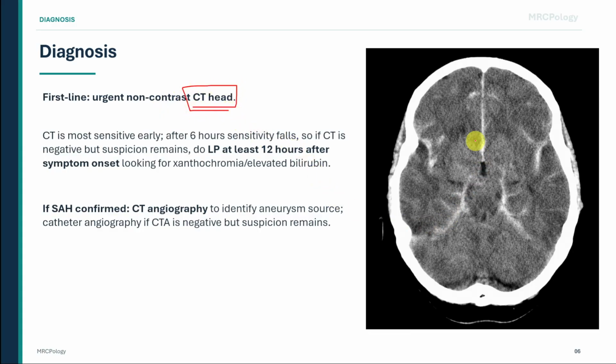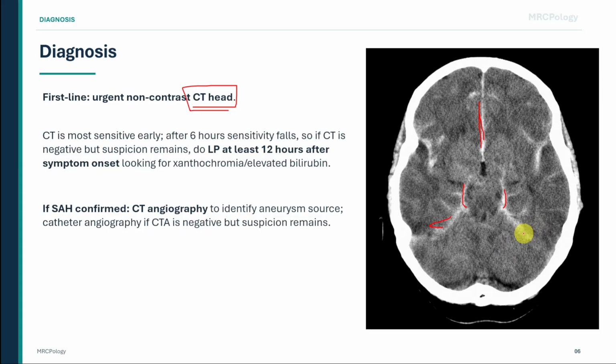This image shows a classic CT appearance of subarachnoid hemorrhage. The important finding is bright acute blood filling the normally dark cerebrospinal fluid spaces, especially the basal cisterns, the sylvian fissures, and the interhemispheric fissure. Blood in these subarachnoid spaces strongly suggests aneurysmal subarachnoid hemorrhage until proven otherwise. This is why CT is the first test. Acute blood appears hyperdense or bright against the darker background of cerebrospinal fluid.